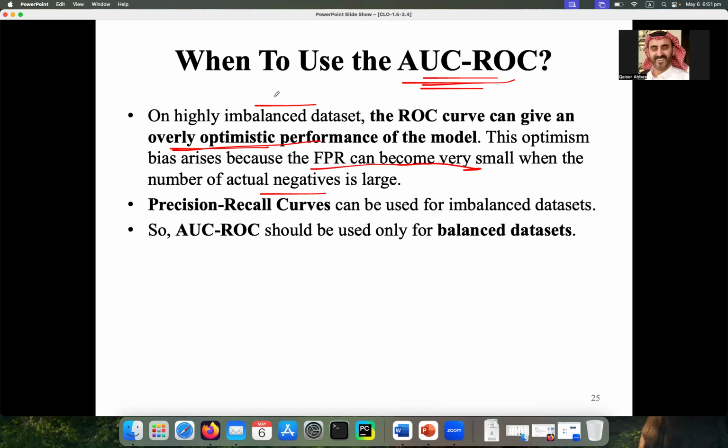So if your data is imbalanced, you should not use this. In this situation, you can go only with the precision-recall curve. If you want to draw a curve, you can use precision here, recall here, and then draw the curve. But auc-roc for imbalanced data is not a good option. It is only good for a balanced data set.